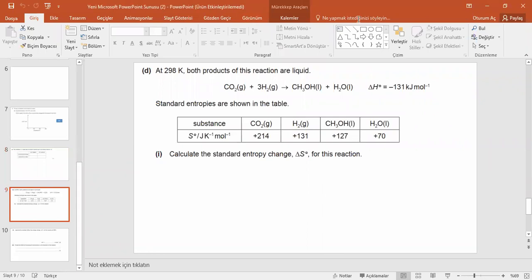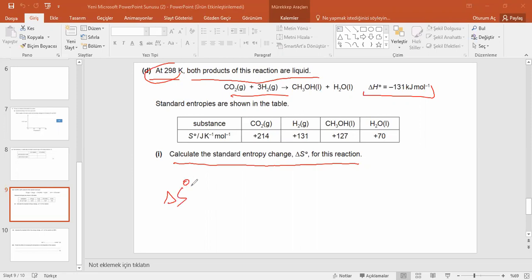And this question, guys, stop the video and have a look. At this temperature, both products of the reaction are liquid. So we got this reaction, and we got this delta H of the reaction. Calculate the standard entropy change delta S of this reaction. Quite a simple question, easy peasy. So delta S equals S of products minus S of reactants.